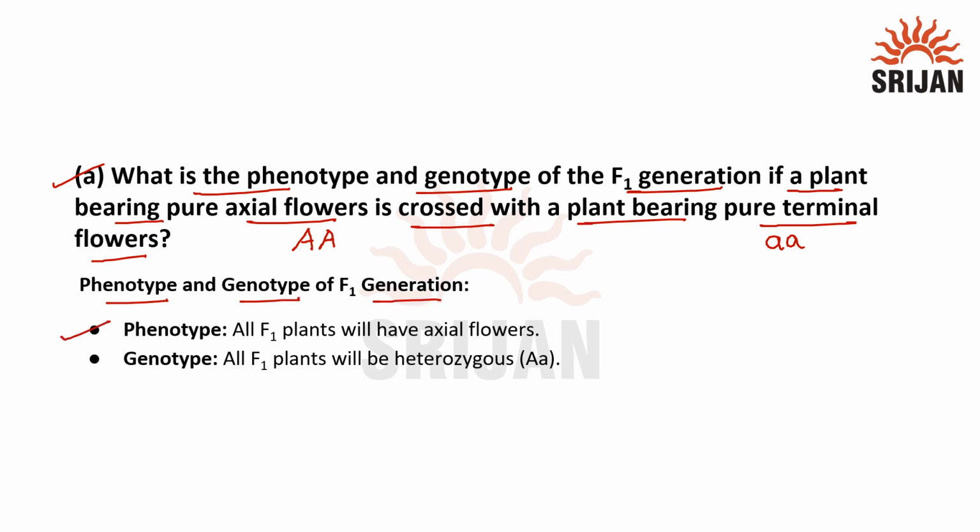First we have the phenotype. All F1 plants will have axial flowers because axial flower is the dominant trait. Next is genotype. All F1 plants will be heterozygous, that is one capital A and another small a.